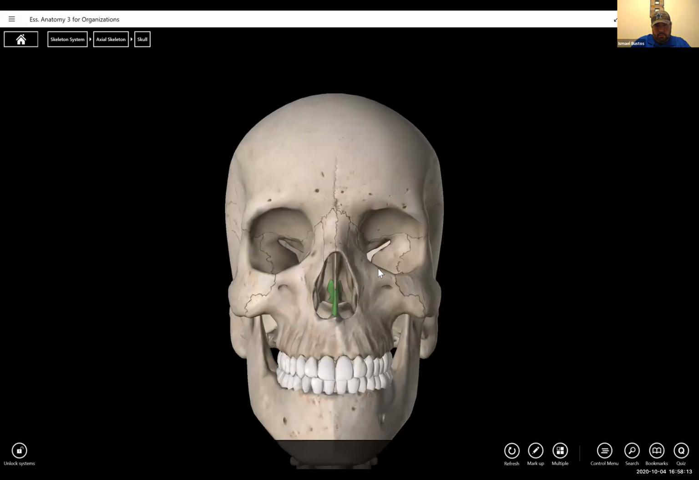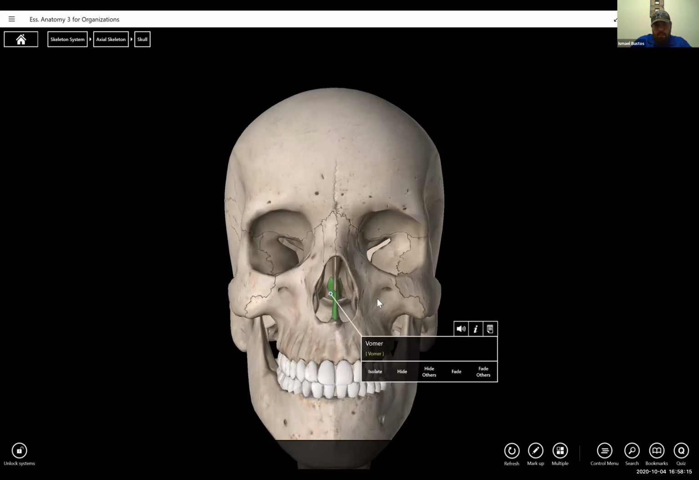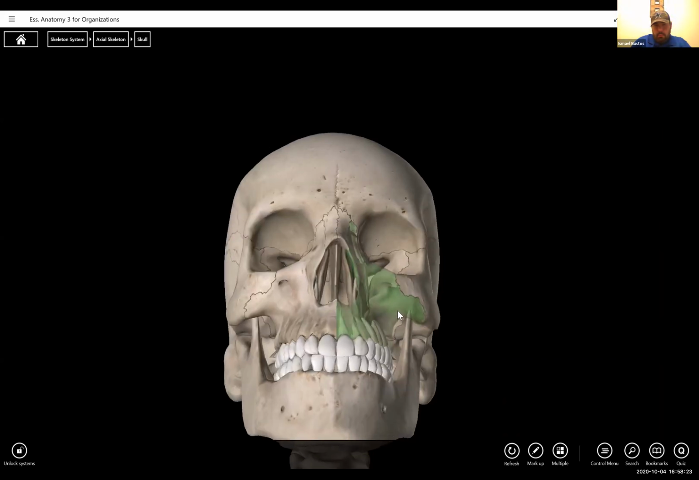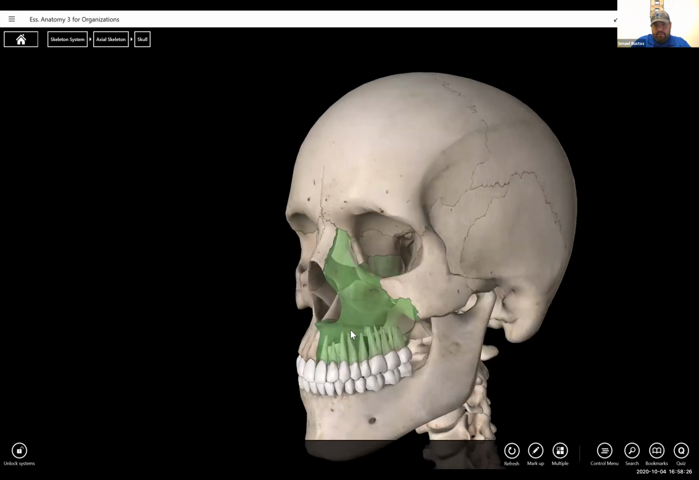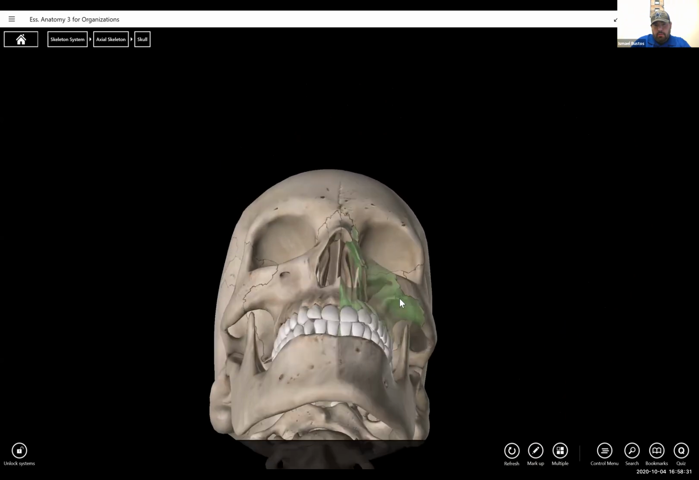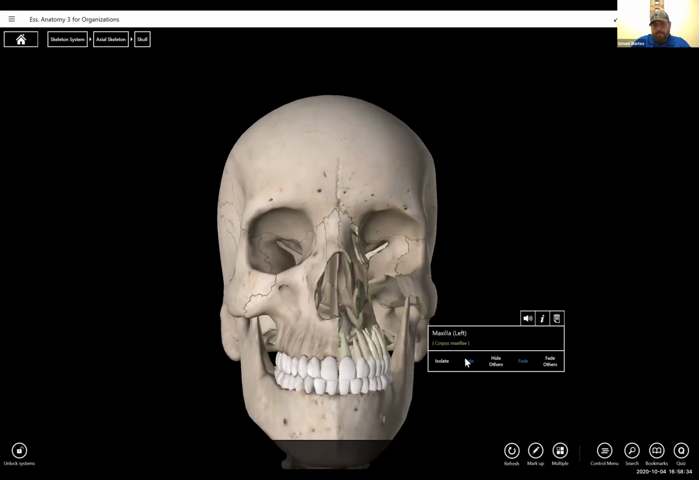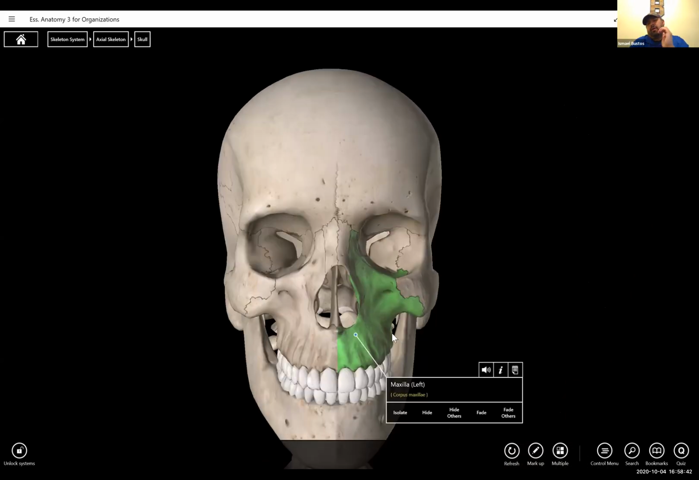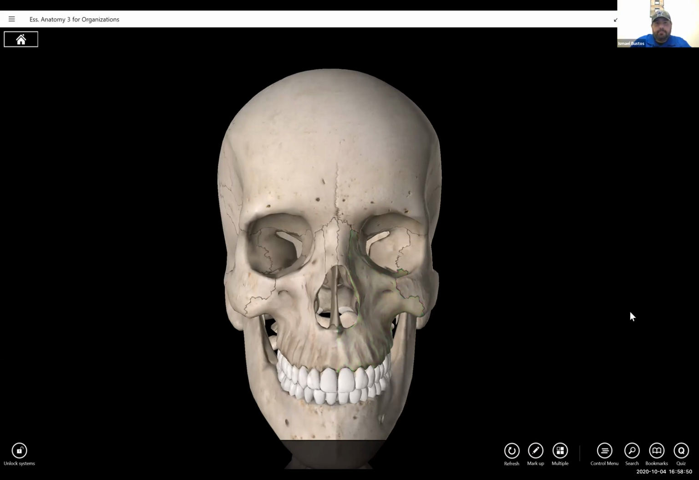Let's see if we can. All right, kind of hard. You can't really see the sinuses here, but yeah, it's not going to work. So just know that, again, if you don't have the chin raised enough, you're going to get the ridges within the maxillary sinuses, and you don't want that.